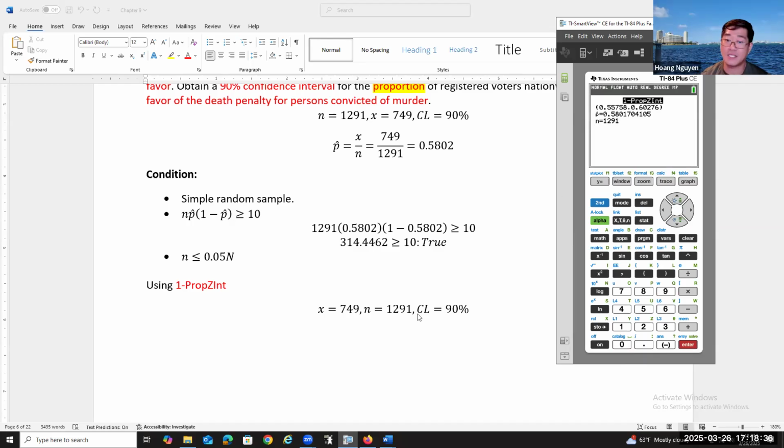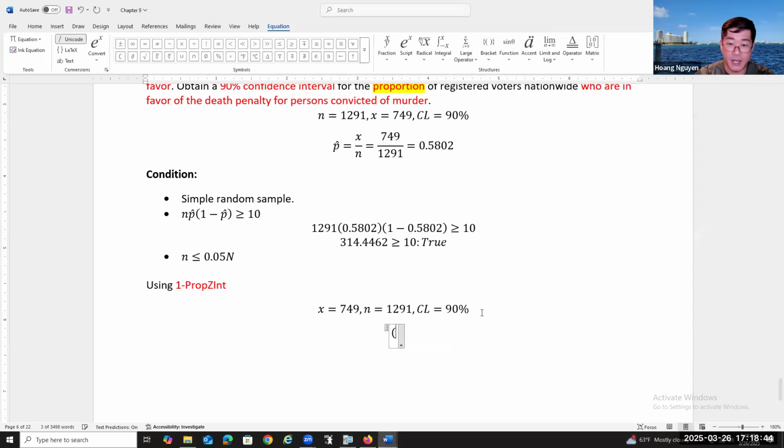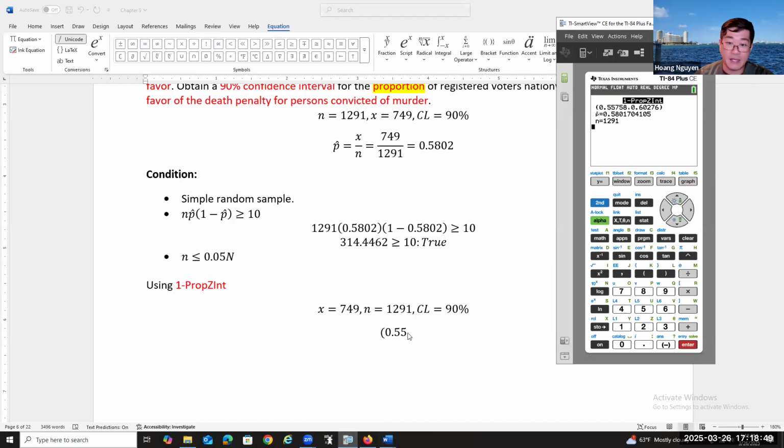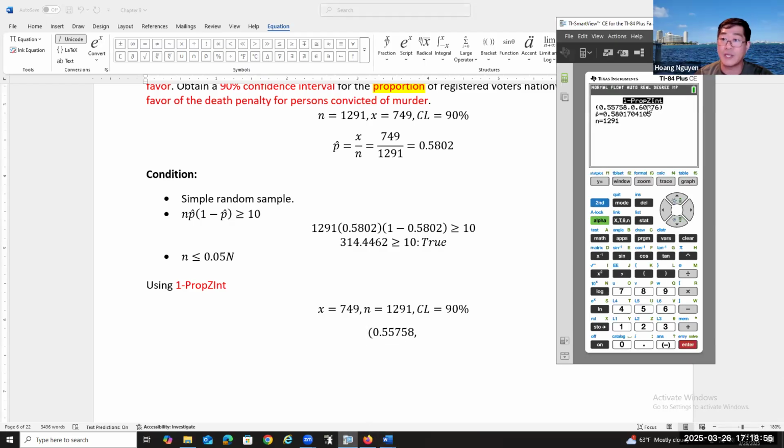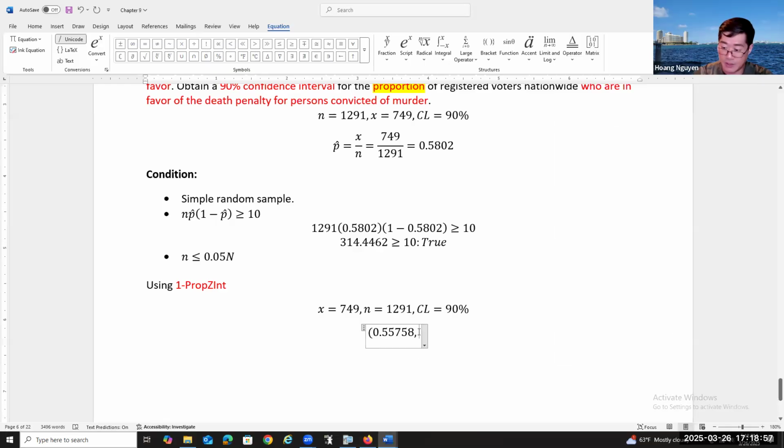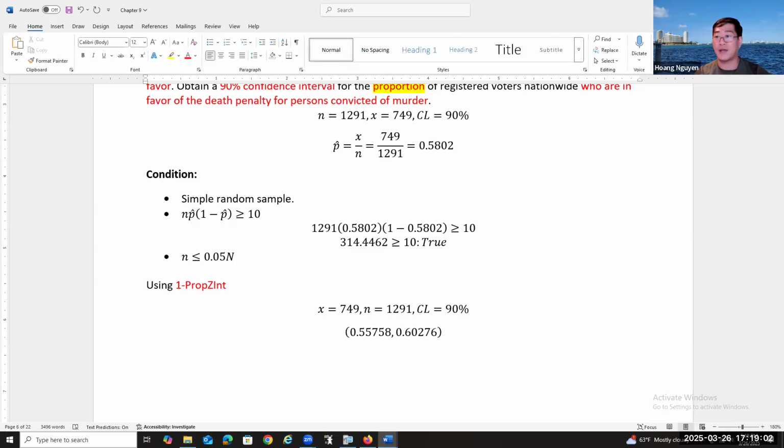Okay, so now we're going to quote the answer from the calculator. So the lower bound is 0.55758. Okay, so we just quote the answer from the calculator, 0.55758, comma, the upper bound will be 0.60276. Okay, so this is going to be the work that you might need to show to convince me how you got the answer. So this is easier because we're just using the shortcut, right? But make sure that you know the name of the shortcut to use to get the answer.